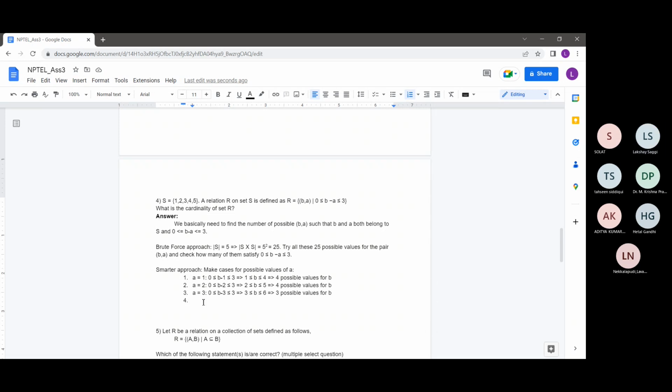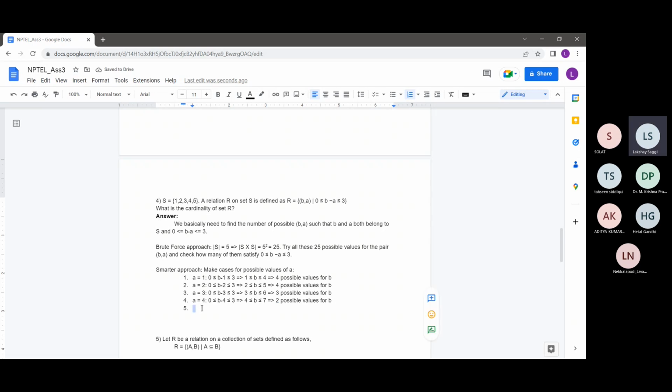Similarly, let's come to the case when A is 4. When A is 4, we will take the values between 4 and 7. Between 4 and 7, we can only take 4 and 5 because we can only take values from set S, and set S has only 1, 2, 3, 4, 5. So it takes two possible values. And similarly, when A is 5, we do the same step, and here we arrive at B lying between 5 and 8. Between 5 and 8, we can only take the value 5. So only one possible value.